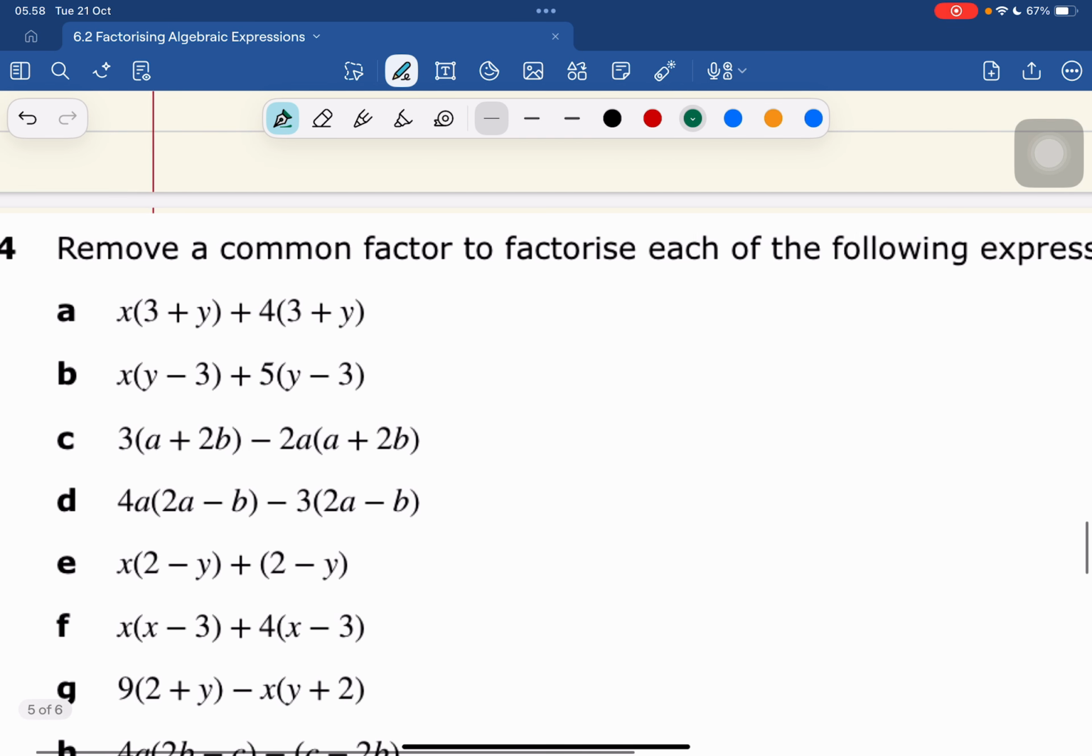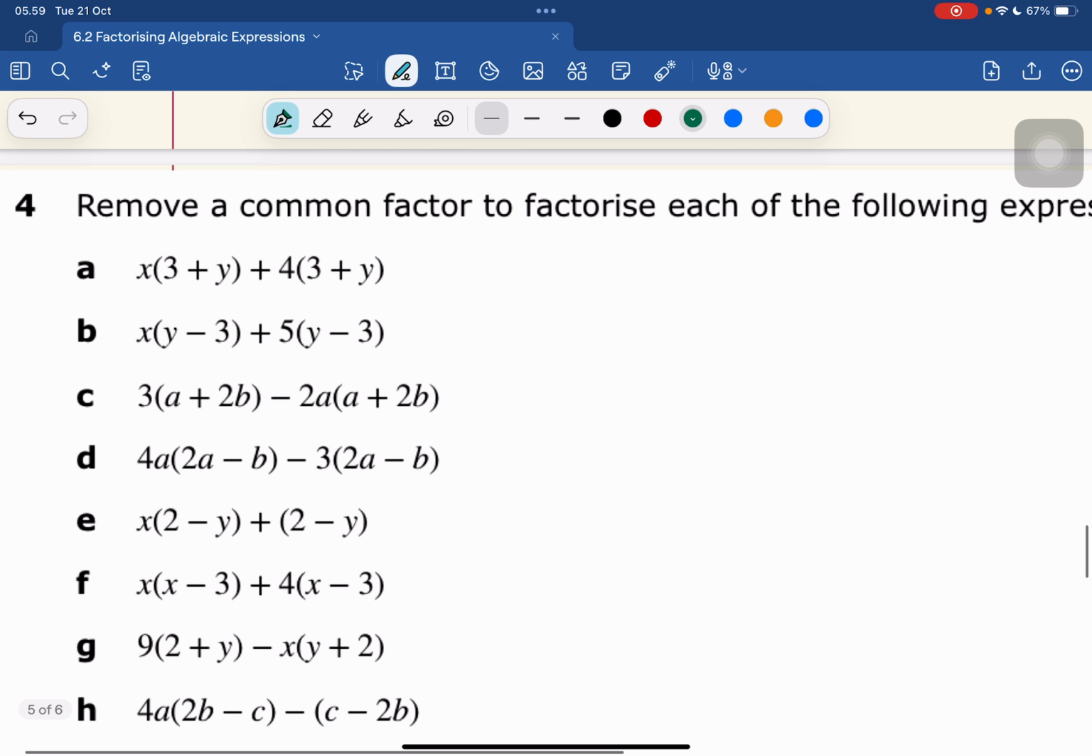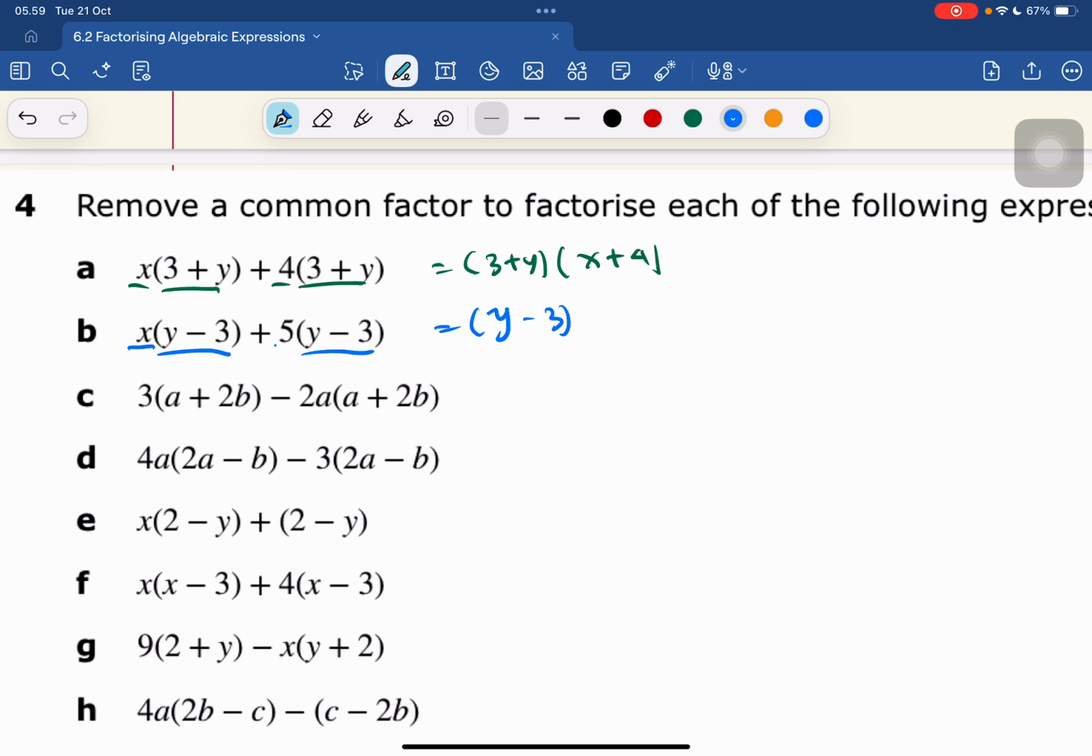Next, number 4, remove a common factor to factorize each of the following expressions. So we got the common already here, 3 plus y and then 3 plus y. So we can make it bracket 3 plus y. Both of them we multiply it by x plus 4 here, x plus 4. Next, the common factor is y minus 3. And they multiplied by x plus 5.